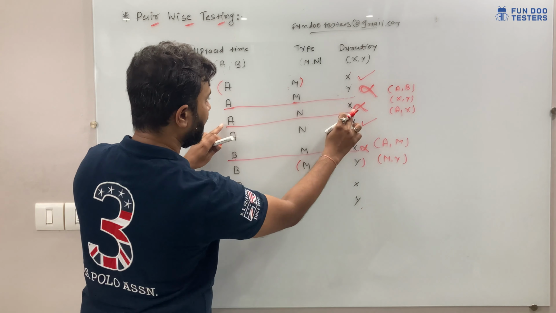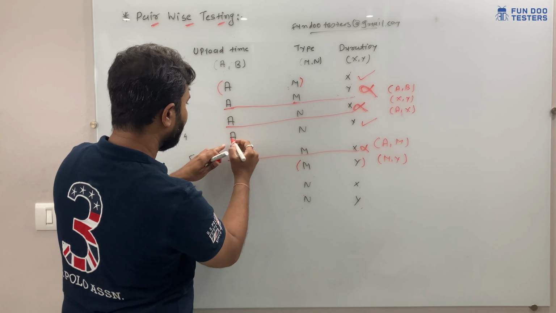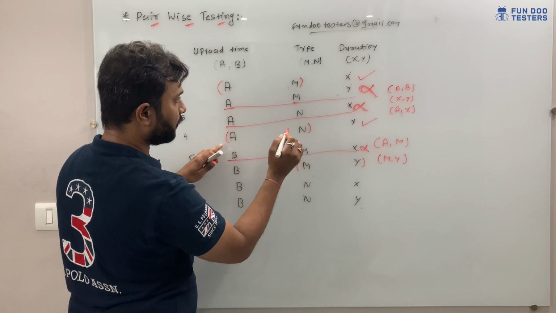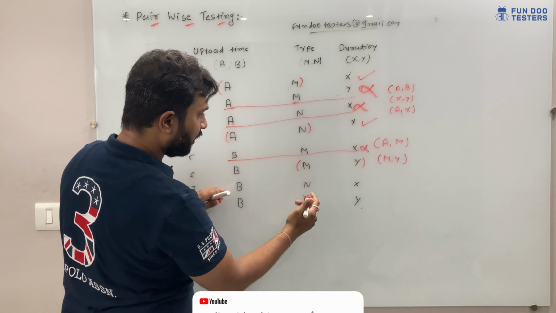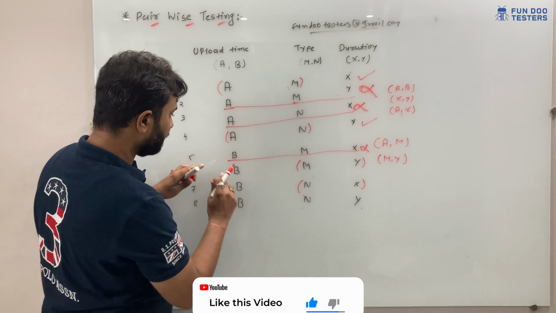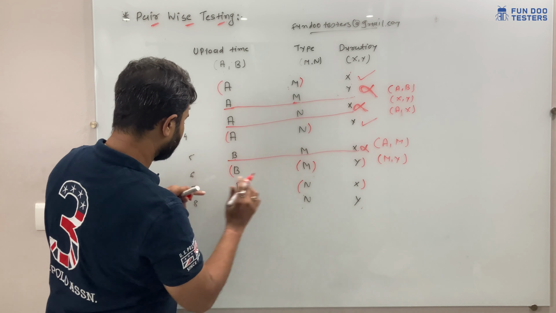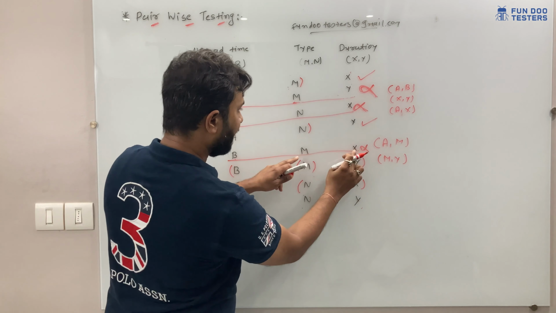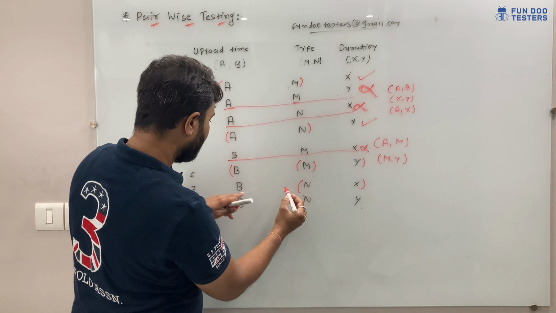Later on A and X. We have discarded this value. So A and N, we have at test case number 4. Then N and X, which we have in test number 7. We are going to discard one more test, which is 5. We have B and M. So B and M, test case 6. And M and X, we have in test number 7.